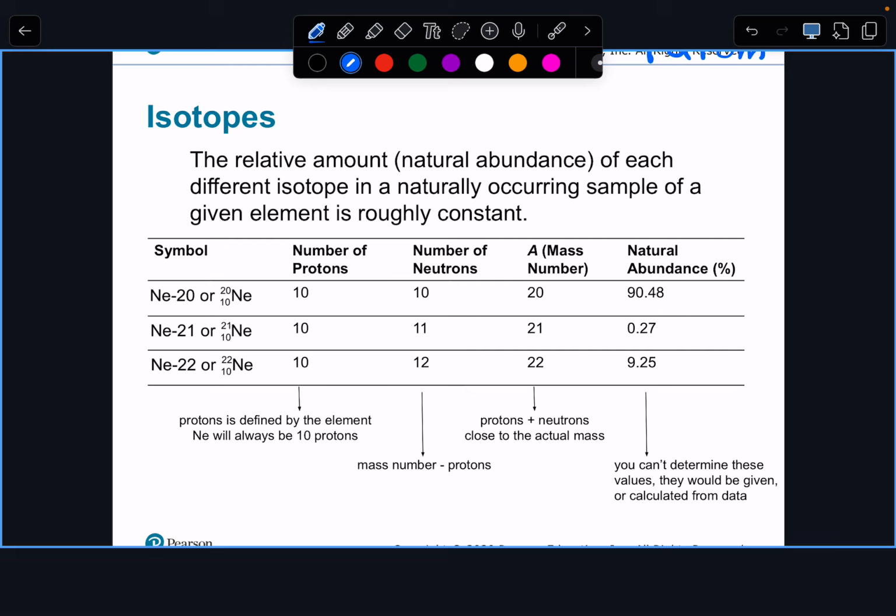Okay, so most neon is 10 protons, 10 neutrons, so its mass number is 20. A small fraction of it is 12 neutrons, so neon 22. 10 protons plus 12 neutrons, neon 22. And then a teeny tiny little amount is 10 protons, 11 neutrons, or neon 21.